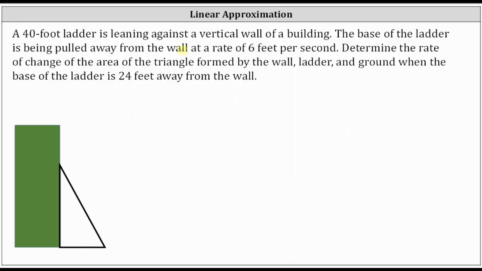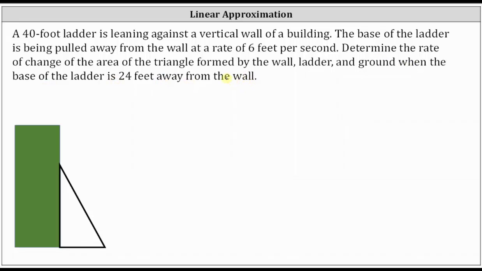A 40-foot ladder is leaning against a vertical wall of a building. The base of the ladder is being pulled away from the wall at a rate of 6 feet per second. Determine the rate of change of the area of the triangle formed by the wall, ladder, and ground when the base of the ladder is 24 feet away from the wall.